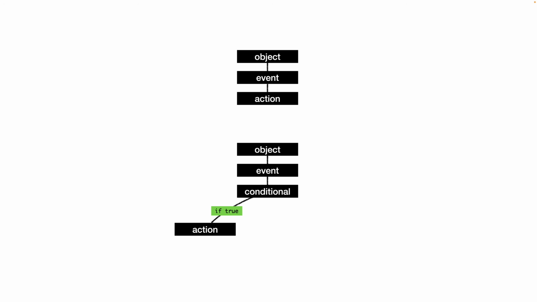Object, event, and conditional. Now this is where we check. So we pause for a second before we run the action and we check. If this condition is true, we run the action. If the condition is false, we run the else action. And we'll dive into Storyline and show you where this all comes into play inside of here.